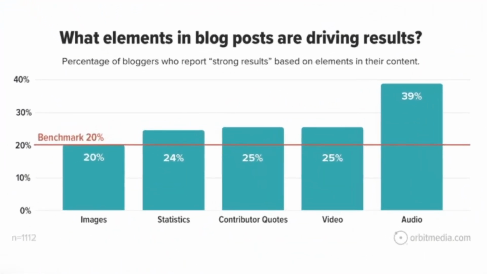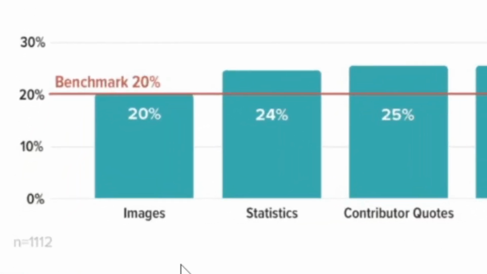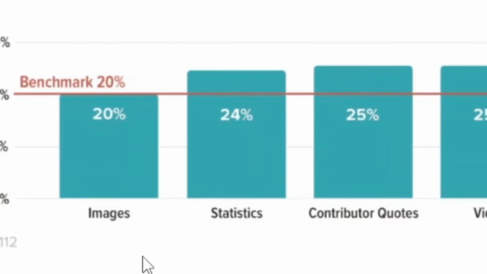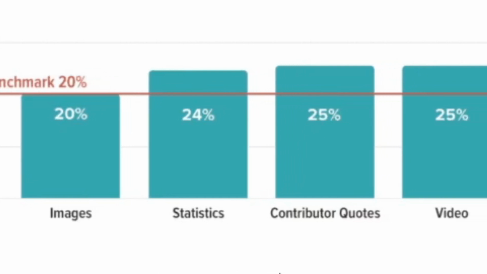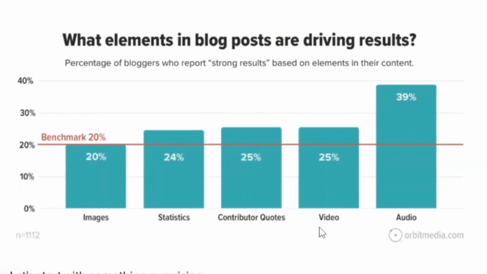This is data published by Orbit Media about what makes a blog post successful. So first, obviously, images are going to make your content more attractive, and then some statistics would be nice too. You can also add quotes and video, but these are nothing compared to audio content. This is unexpected but also kind of interesting.